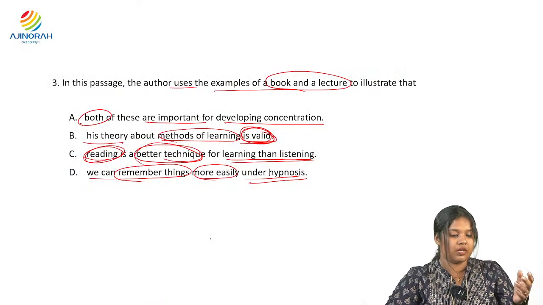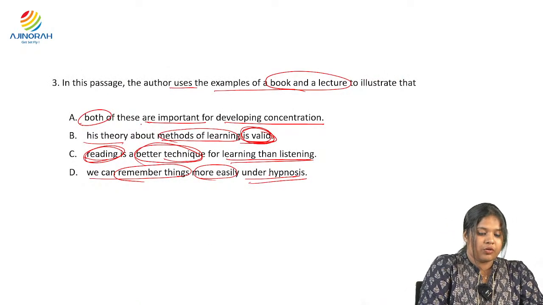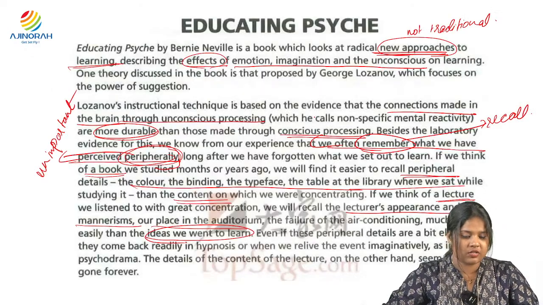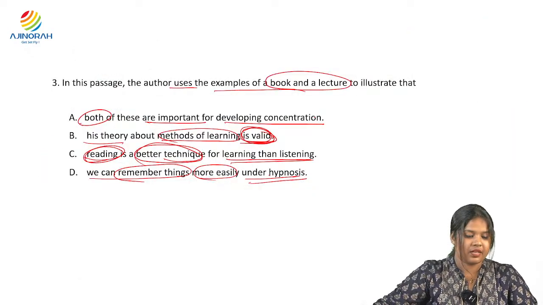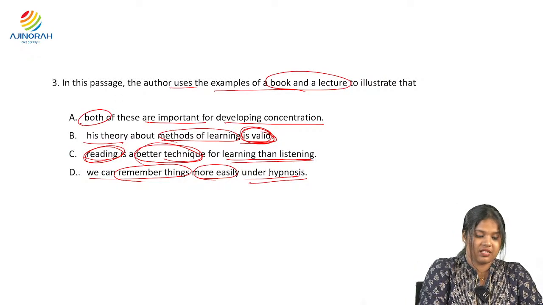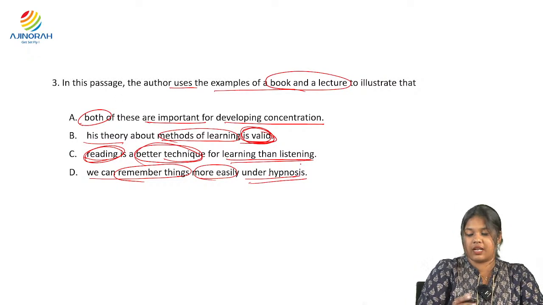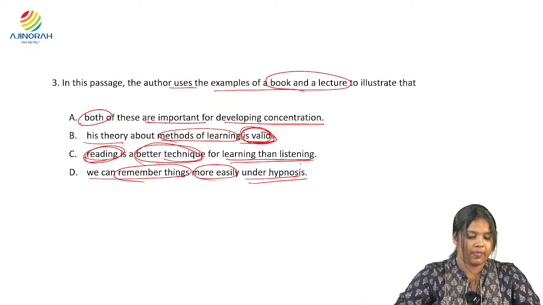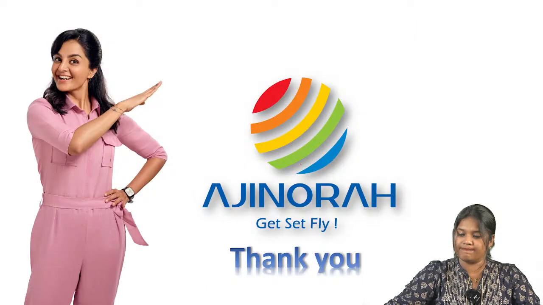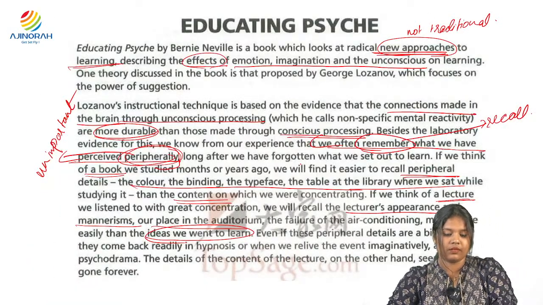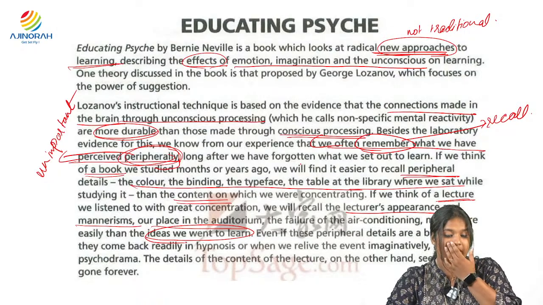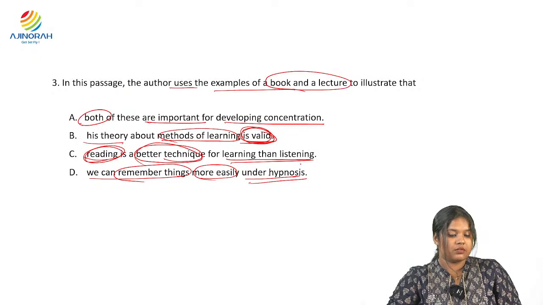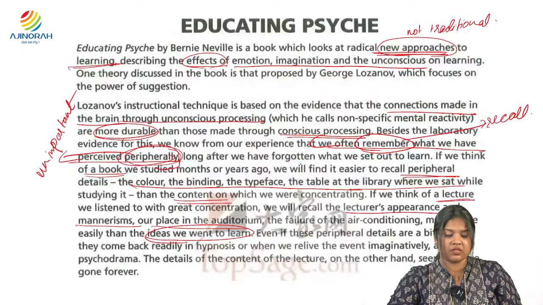So we'll look into the question. Both of these are important for developing concentration. Is he talking about any concentration? No, right? Then we'll check C and D. Reading is a better technique for learning than listening. Is he talking about any kind of technique? No, he's talking about what? The unimportant details, right? Now, is he saying anything about hypnosis?